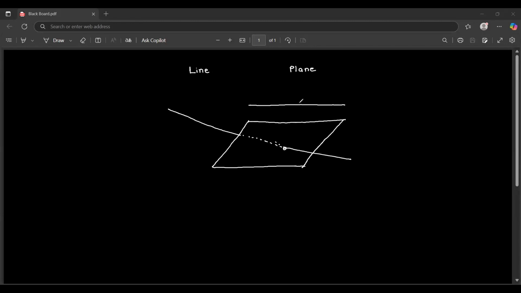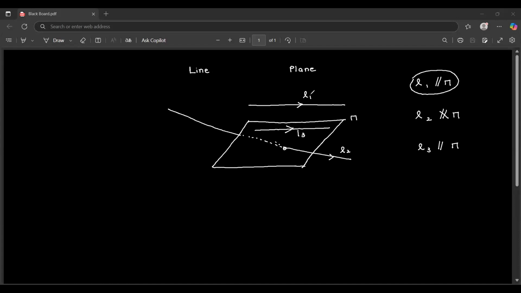One is the line can be parallel to the given plane. Let's say this is the line L1. It can be either parallel to the plane, or it can pass through the plane, which means it is not parallel to the given plane. And if the line is parallel to the plane, it can either lie over the plane or under the plane, or it can lie on the plane. Let's say this is L3. In this case, L3 is parallel to pi and at the same time it lies on the plane.